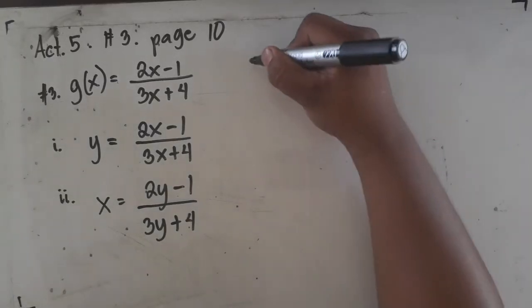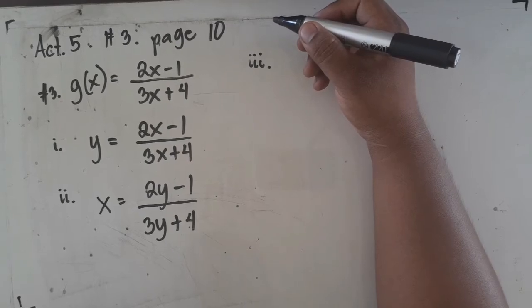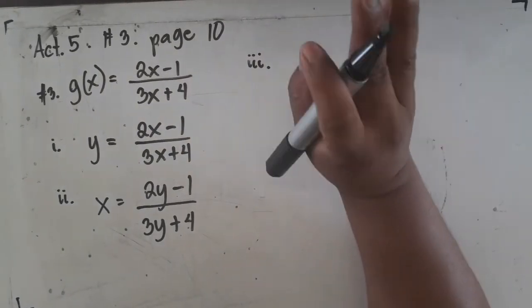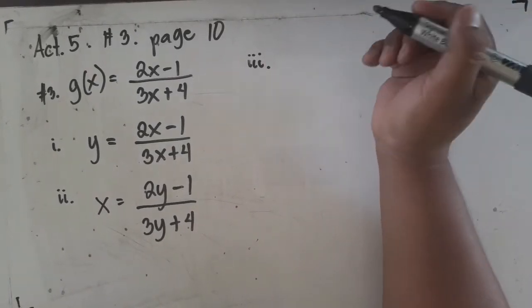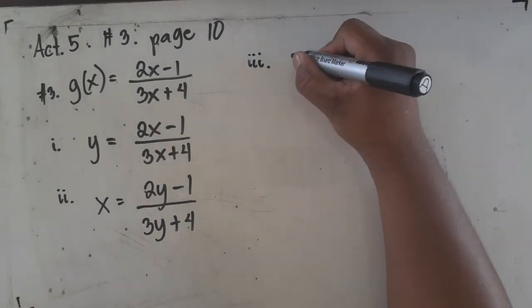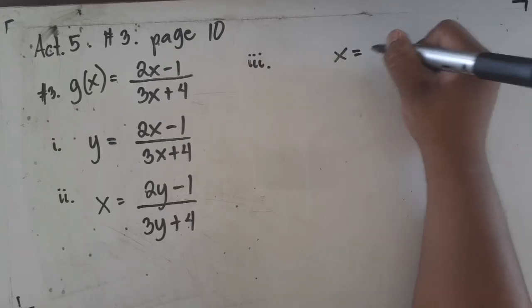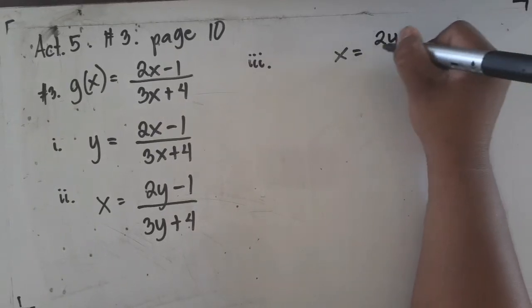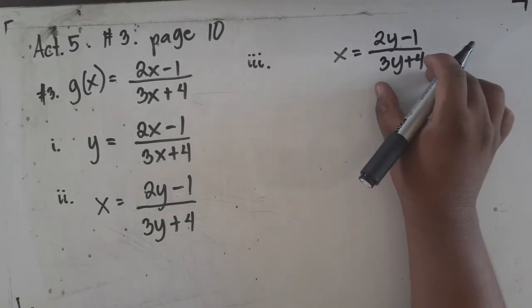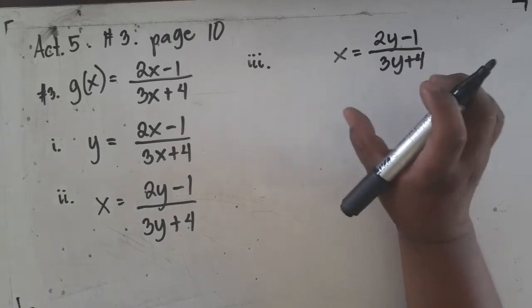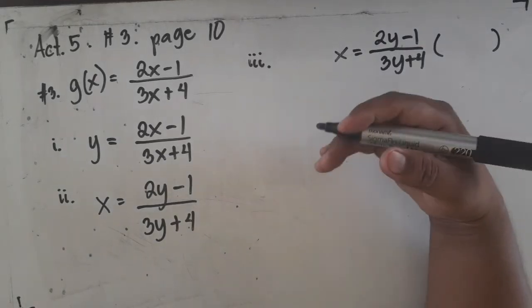The third step is solve for y in terms of x. So dapat one side of your equation kay y ra jud ang makita. The other side is x and constant. So x equals 2y minus 1 all over 3y plus 4. Para mawala ang denominator, multiply both sides by their multiplicative identity.